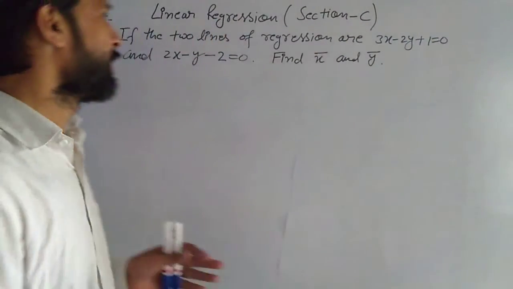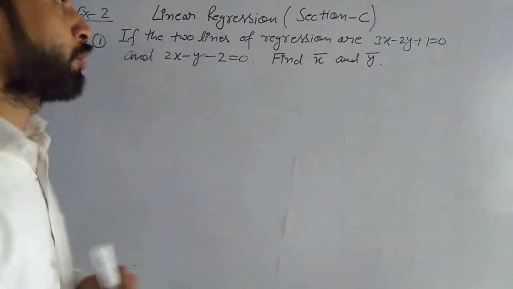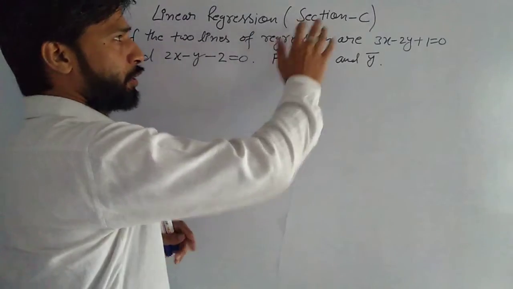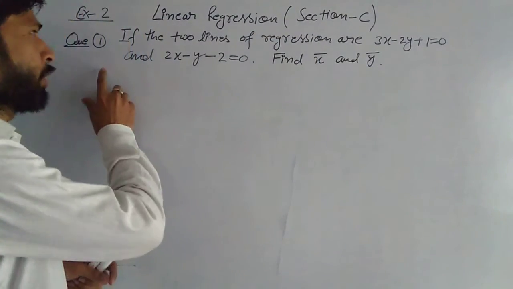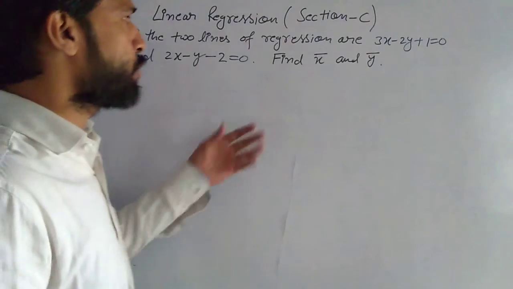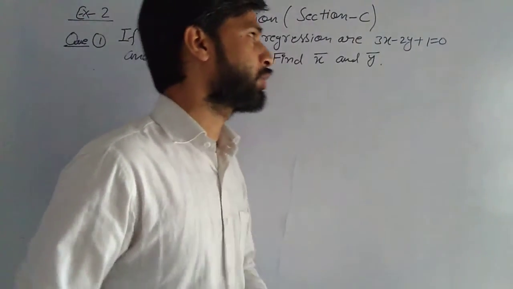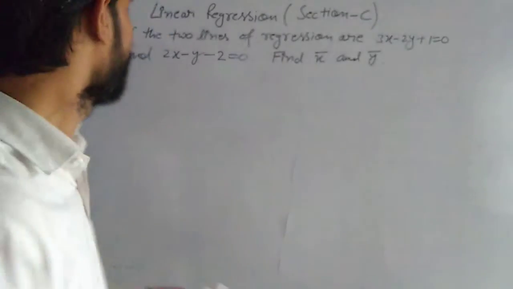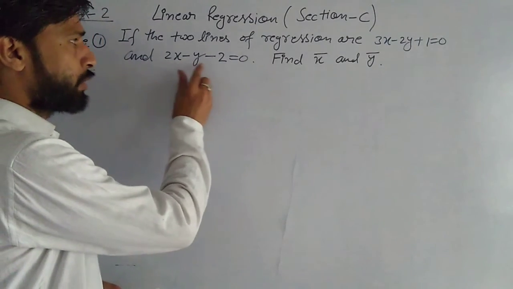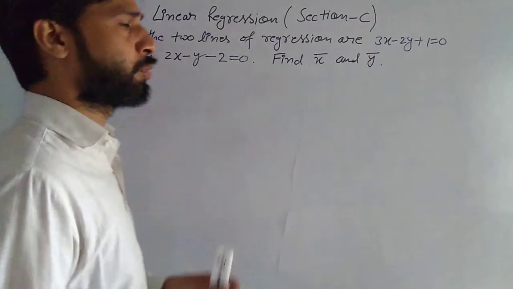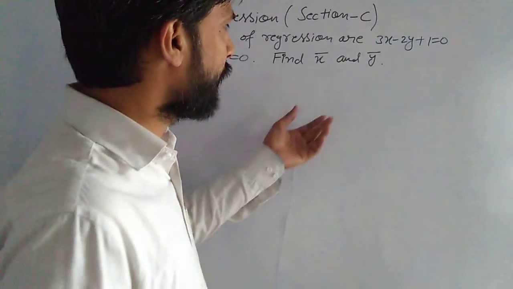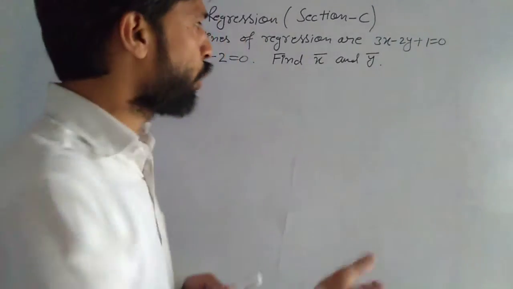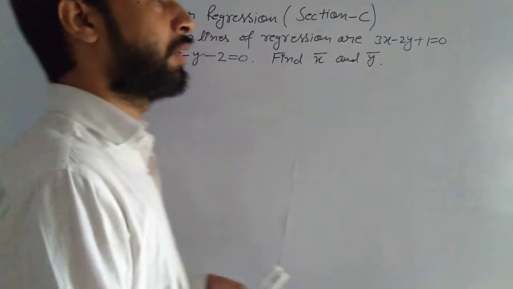Hello students, today in this video we are talking about the chapter linear regression from section C and exercise. Question number 1 is: if the two lines of regression are 3x minus 2y plus 1 is equal to 0 and 2x minus y minus 2 is equal to 0, then find the value of x bar and y bar. X bar and y bar are the means of the respective data.